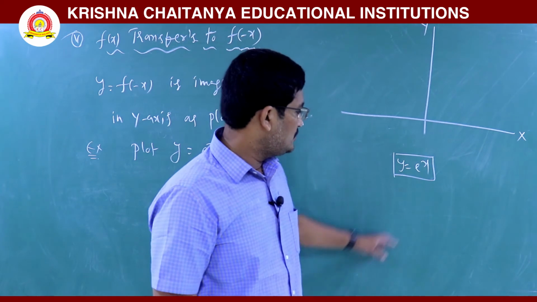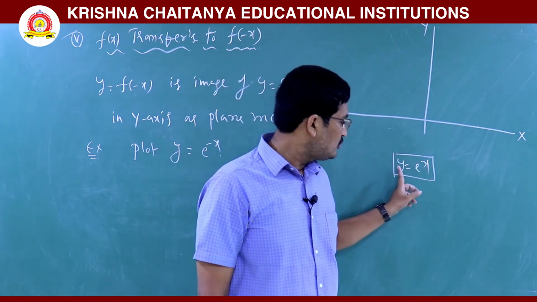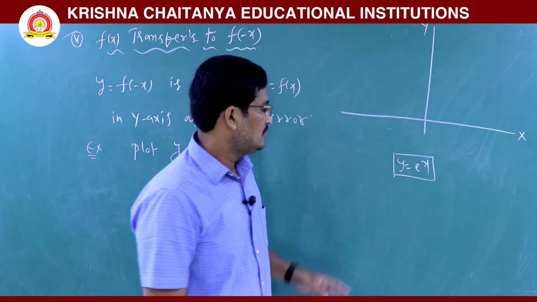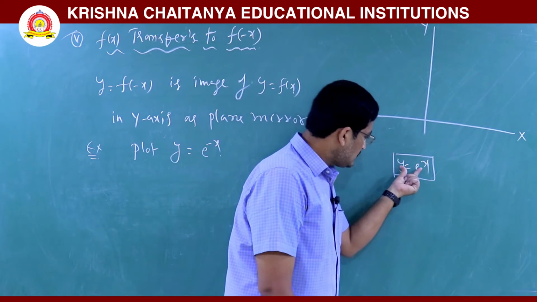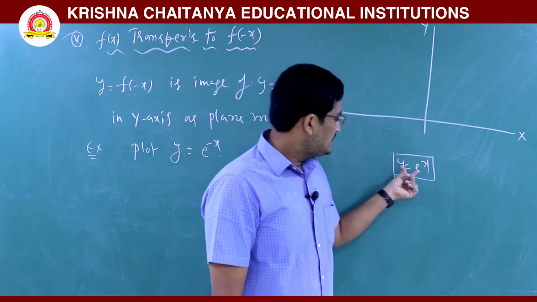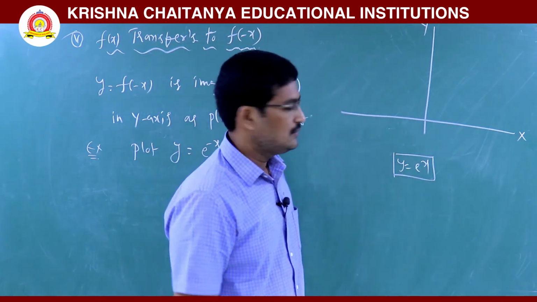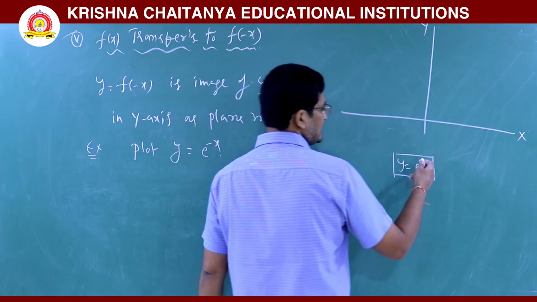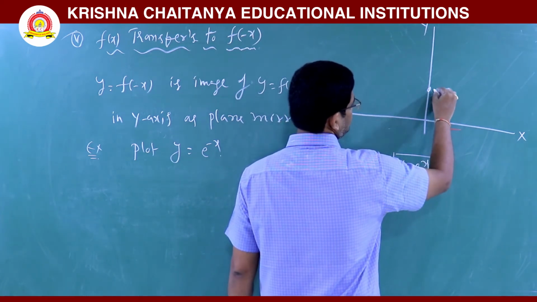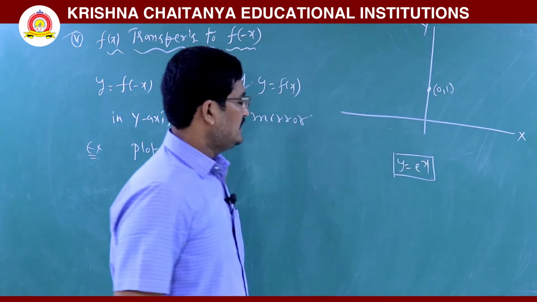To plot this curve, first you have to observe what points are on it. That means this is a curve passing through some points, so first you have to locate them. Suppose x is 0, what is y? It is 1. So when x is 0, y is 1.